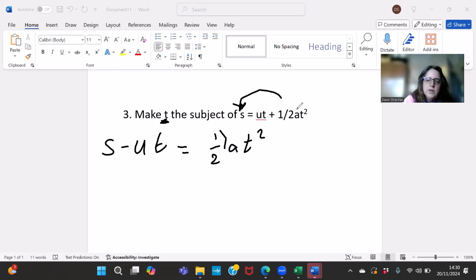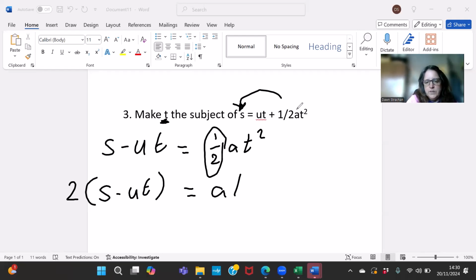Next, I would suggest we try and remove this half. And so in order to do that, what we need to do is multiply both sides by 2. So that will give us 2 brackets s minus ut close brackets equals at squared. So by doing that, everything on the left-hand side is now being multiplied by 2.